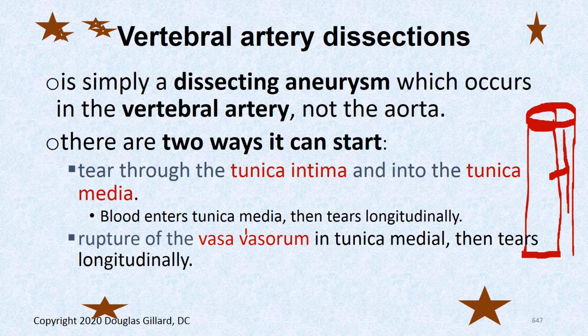The other way is a vasa vasorum. And I think I said when I talked about the aortic dissections, they tend to happen more here in the vertebral artery. So more common, these vasa vasorum dissections are more common than the regular old rip of the tunica intima type of dissection.